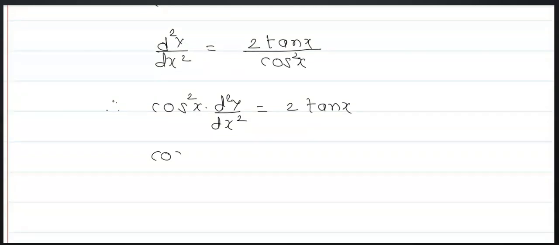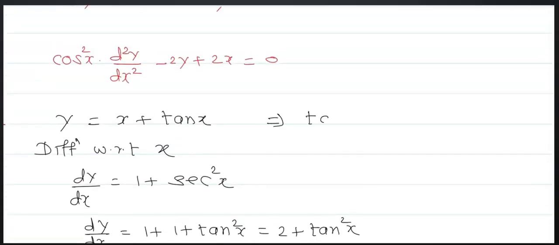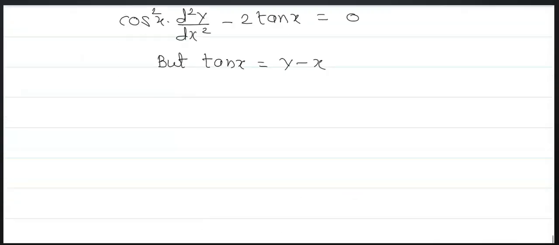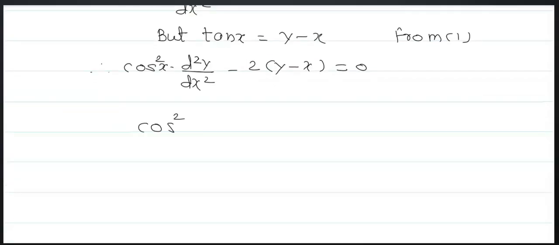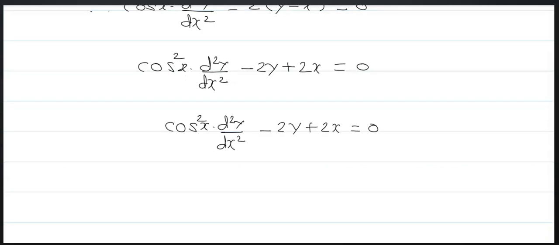Now, what we want to prove? That is cos square x into d2y by dx square minus 2 tan x is equal to, and the tan x is equal to y minus x. Now substitute the value of tan x in terms of x and y. Therefore, cos square x into d2y by dx square minus 2 in bracket y minus x is equal to 0. Therefore, cos square x into d2y by dx square minus 2y plus 2x is equal to 0. And this we want to prove. Cos square x into d2y by dx square minus 2y plus 2x is equal to 0.